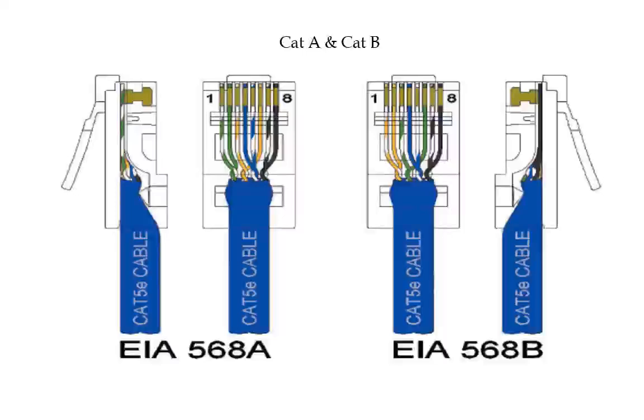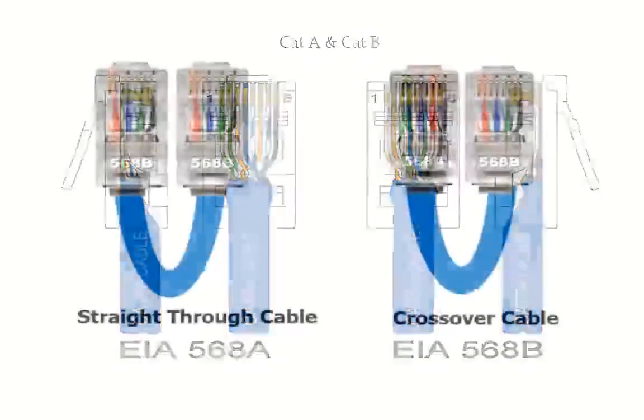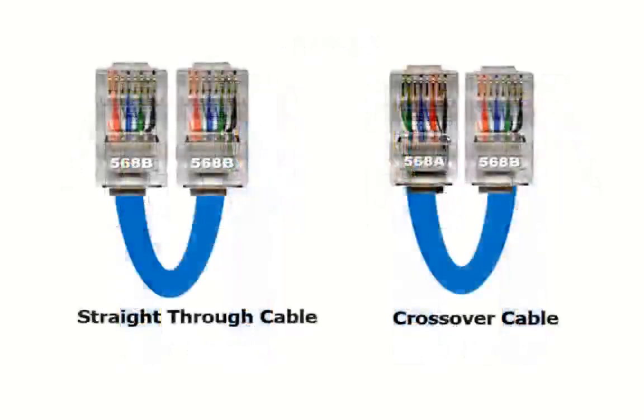We have two types of cable based on its usage. One is straight through cable, another one is crossover cable. The straight through cable, otherwise called a patch cable, runs from your PC to your switch. Crossover cable is a special cable for a special device. If you want to connect a router directly to your PC, then you can use this crossover cable.